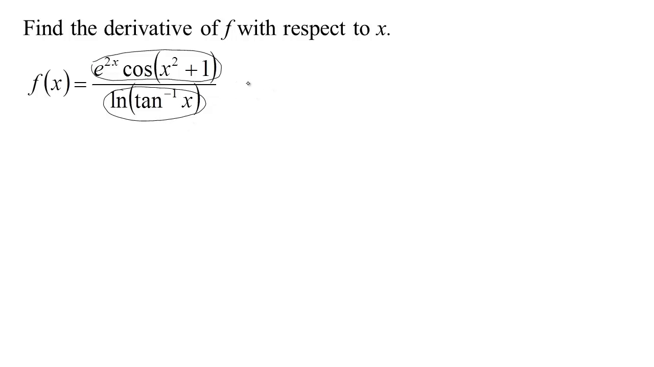Well, let's just go through it step by step. The main thing is that I got one function divided by another function, so I should use the quotient rule, which says you take the derivative of the top. So I'm going to take the derivative of the top. That's going to require a little bit of work, so let me just write out what I intend to do before I actually do it.